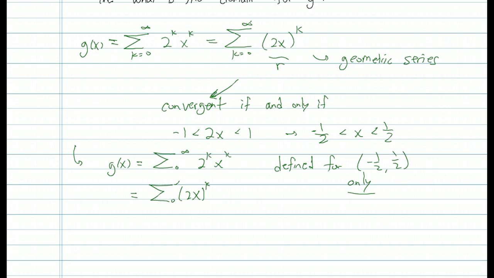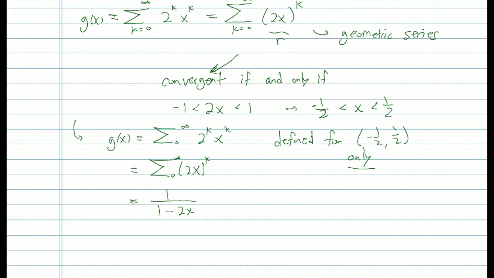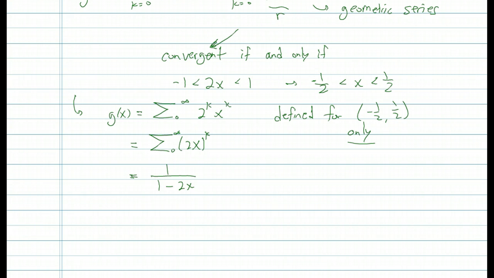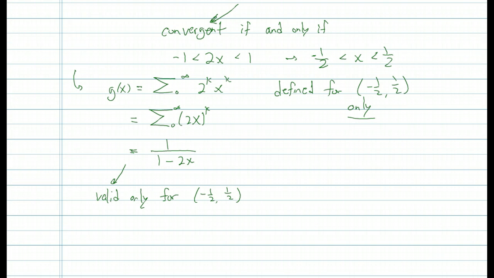We know from our previous work that the formula is 1 over 1 minus r. So we can have 1 over 1 minus 2x and say that the power series is equal to that only for x between -1/2 and 1/2. So this series is equal to this function only for those numbers. However, just notice this formula here is defined for lots of other numbers besides those between -1/2 and 1/2. So that's kind of a peculiarity.